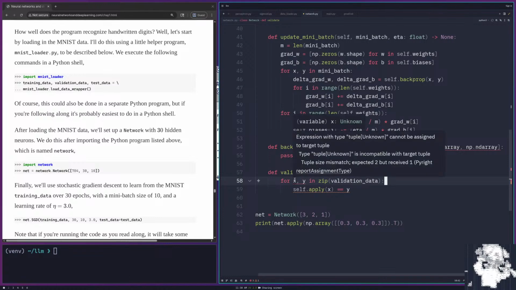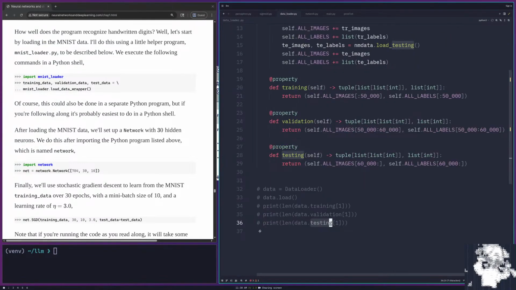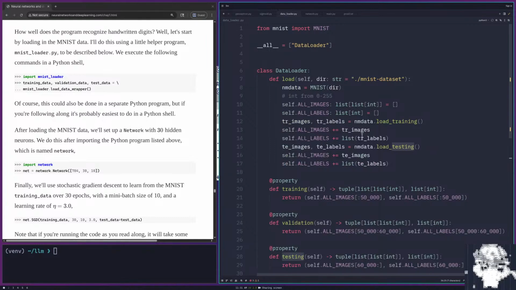And why is this underlined? So let's say what this is. Actually, can I just define in data loader? Let's just export a type. Data.